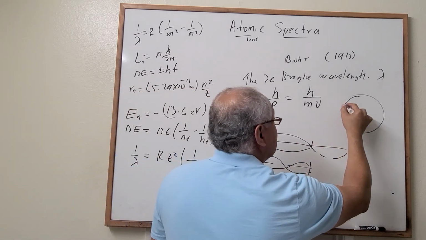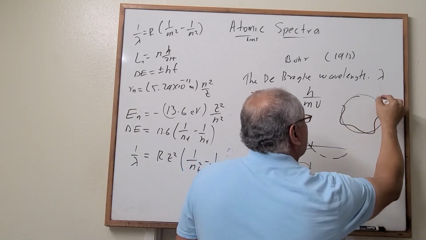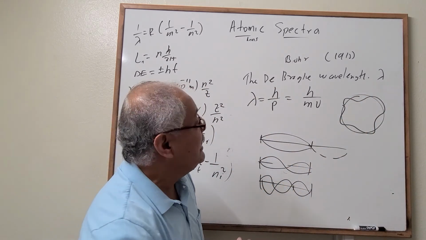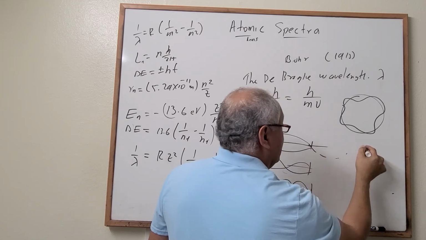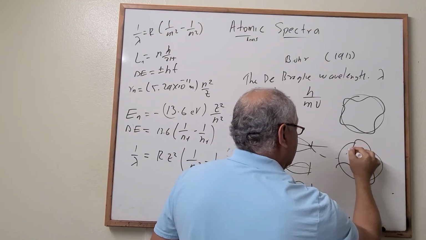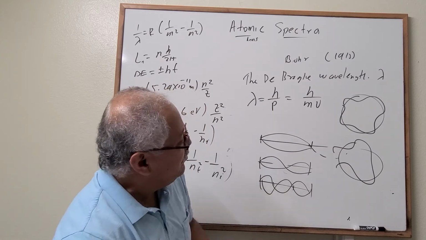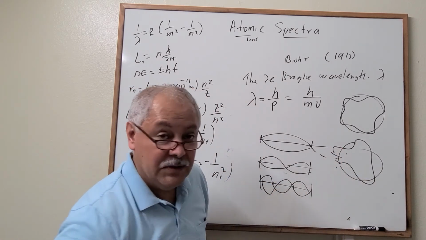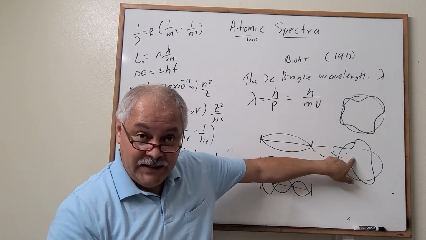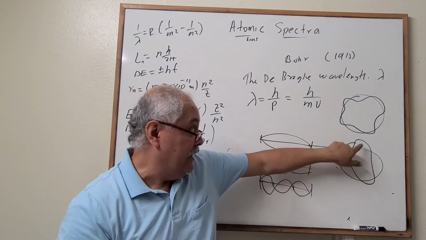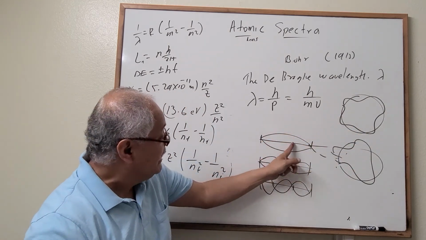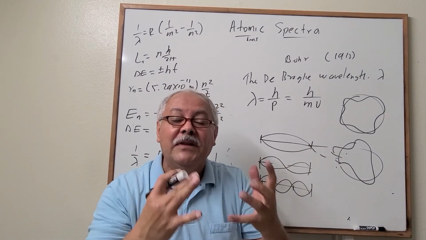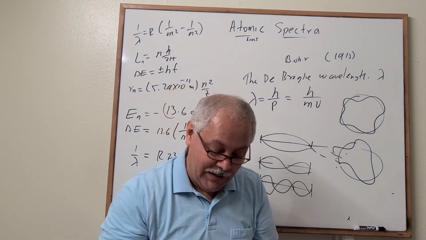For example, this is the electron moving in this way, and you're supposed to have a whole number of wavelengths. It cannot be like this, where it doesn't complete a whole number of wavelengths. So this is not sustained without radiating energy. But if the electron produces standing waves, it can be there without radiating energy. That's the idea.